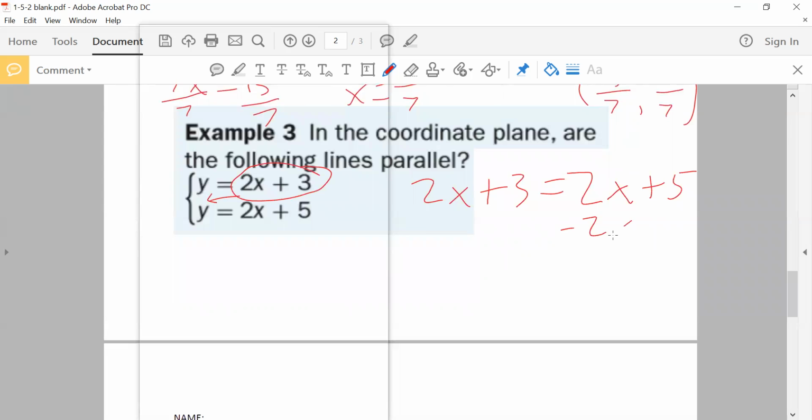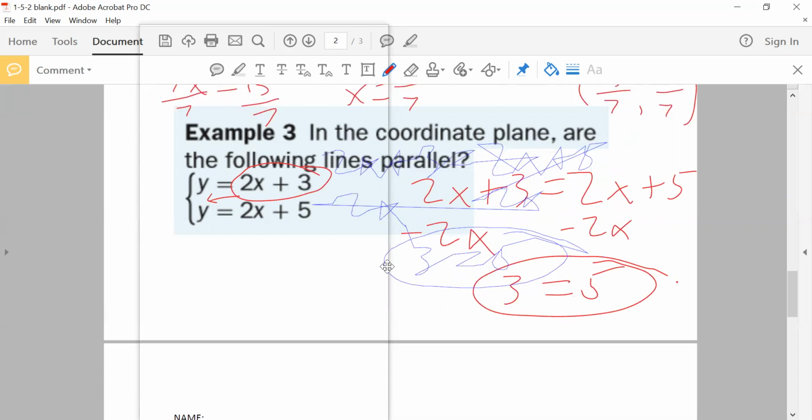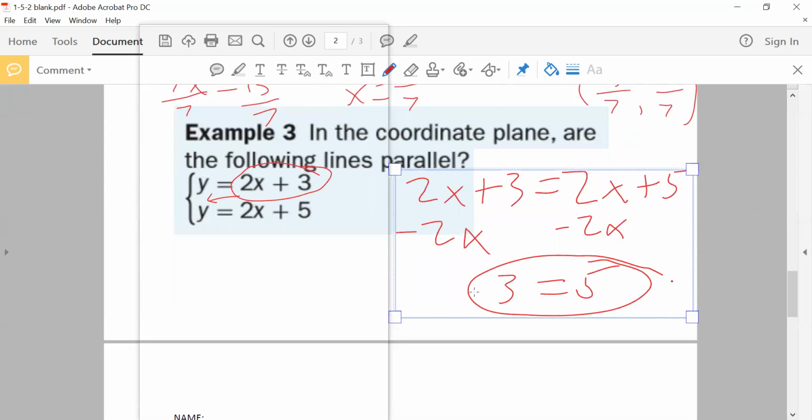If I subtract 2x from both sides, you end up getting 3 equals 5. This is false. So that must mean that our original assumption was wrong about them intersecting, which means they are parallel. So the answer to the question is yes, they are parallel.